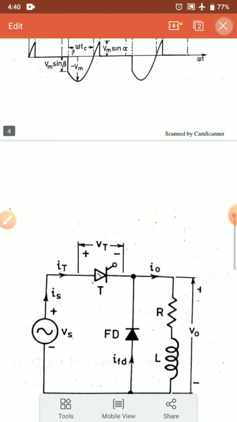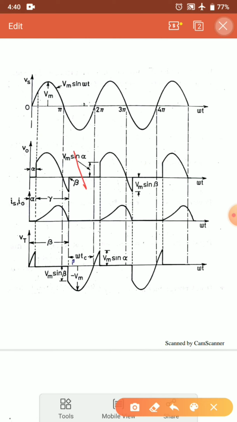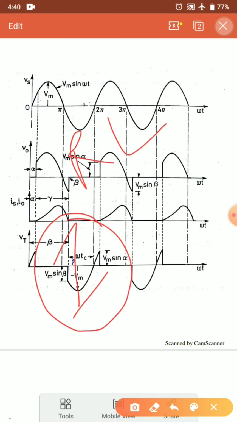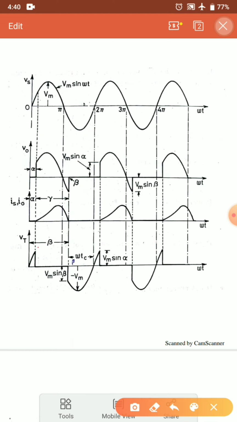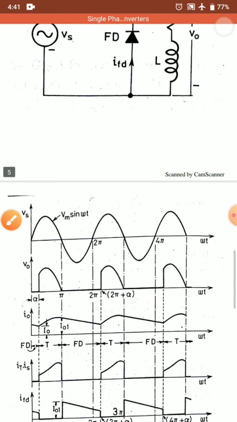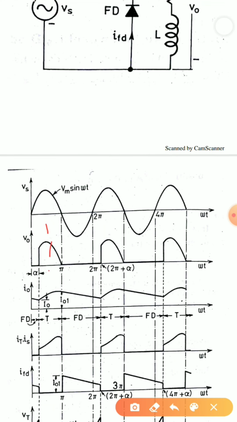So we don't get a small portion in the negative half. As I was saying, as it is RL load, current will lag the voltage. When voltage is achieving maximum, at that instant current is not achieving maximum. Looking at the maximums of output voltage and output current, the current is lagging. Why? Because the load here is RL load. In a similar manner, here also the maximum is not the same. There is a discharge, but this discharge is because of the freewheeling diode.